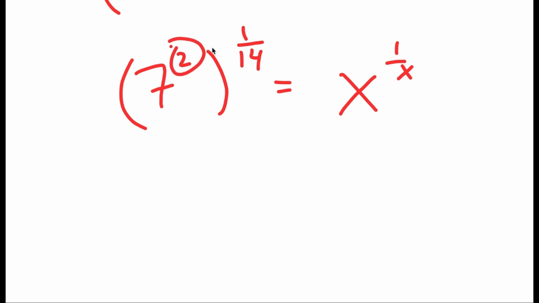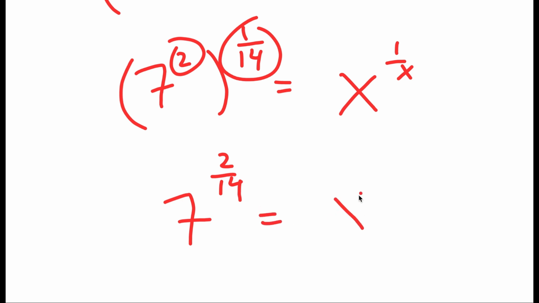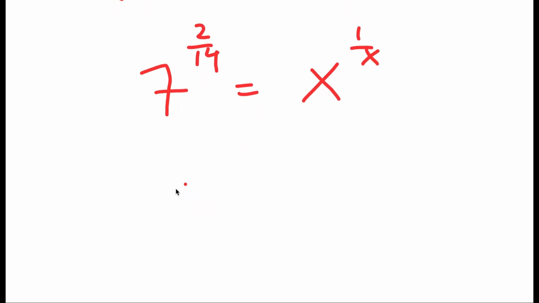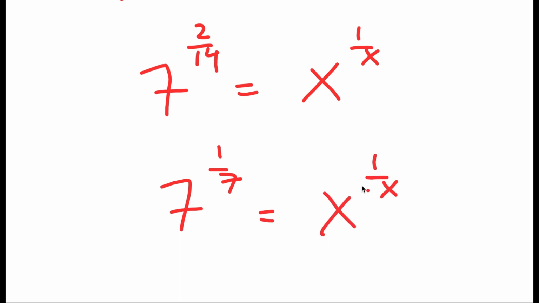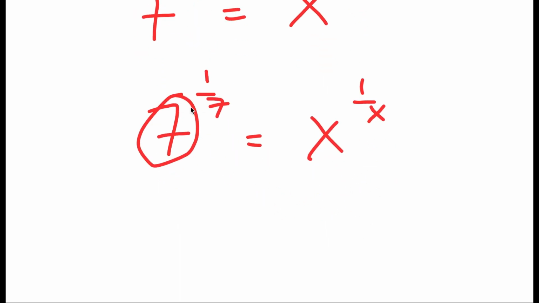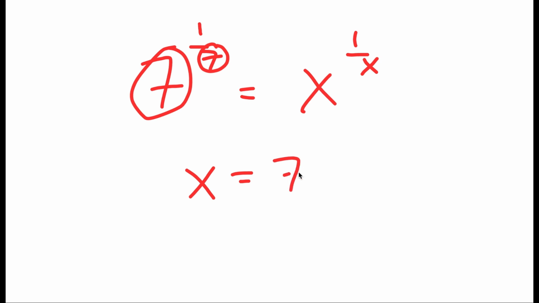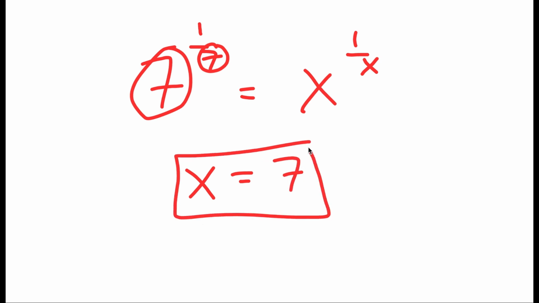Now again, these two can multiply, so I get 7 to the power of 2 over 14 is equal to x to the power of 1 over x. And 2 over 14 is equal to 1 over 7, so I get 7 to the power of 1 over 7 is equal to x to the power of 1 over x. And notice how this is in the form number to the power of 1 over that same number is equal to x to the power of 1 over x, meaning x is that number, which is 7.